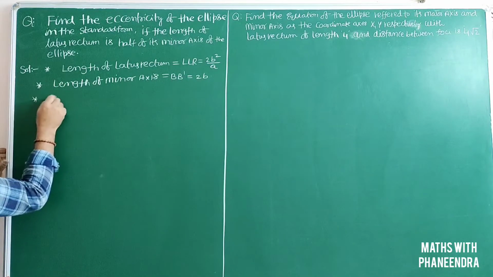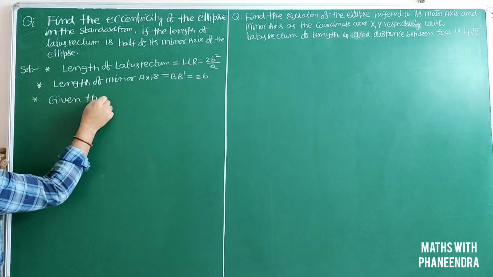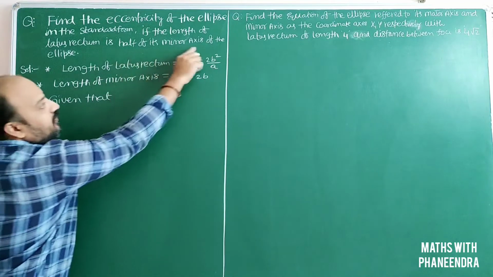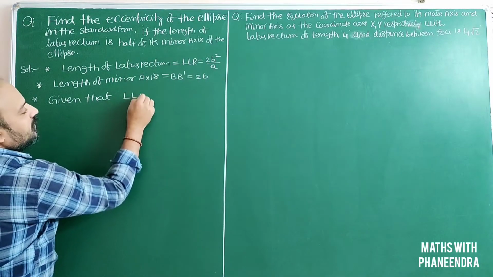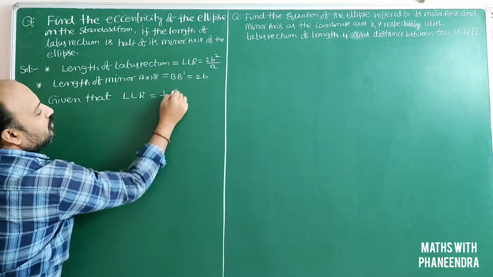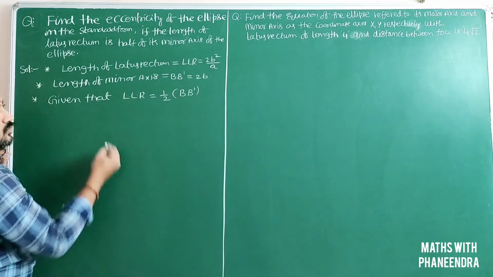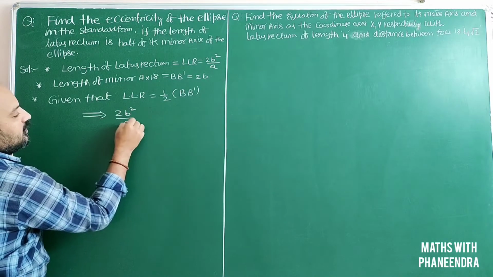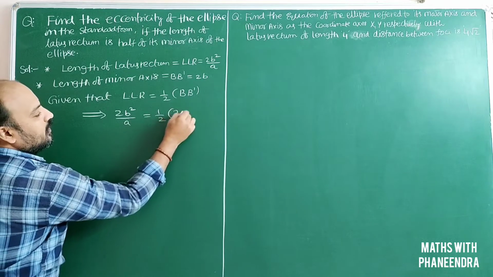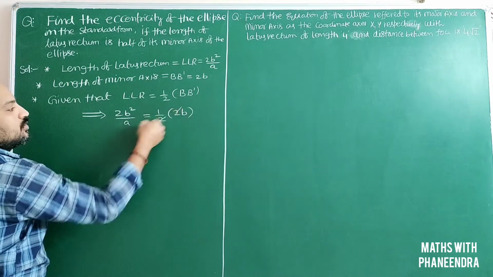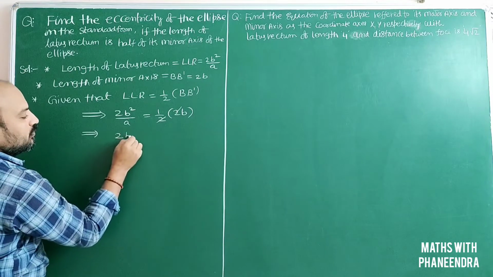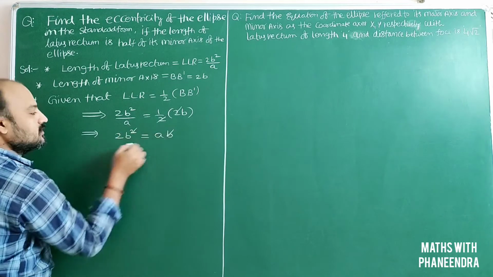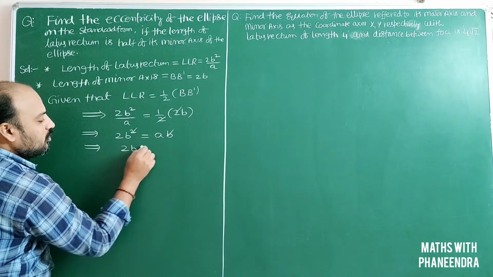What condition is given? Given that the length of latus rectum is half of its minor axis. Length of latus rectum is equal to half of minor axis. So that implies 2b square by a is equal to half of 2b. So 2 gets cancelled. So 2b square is equal to a into b. So one of the b cancelled. So 2b is equal to a.